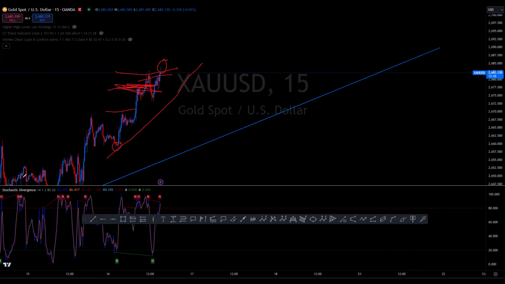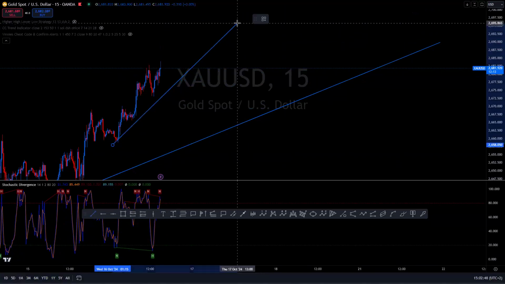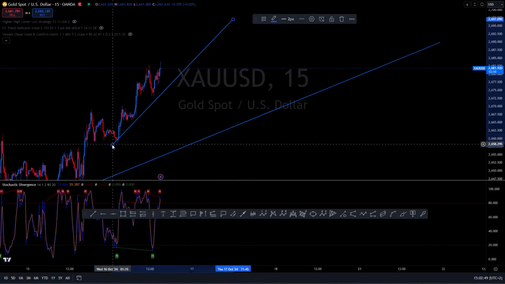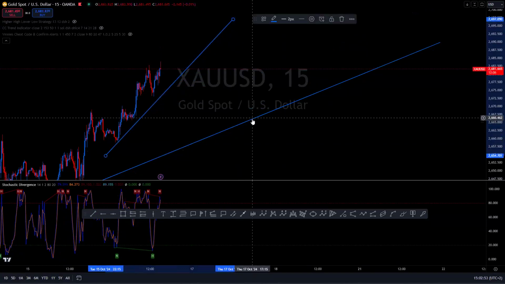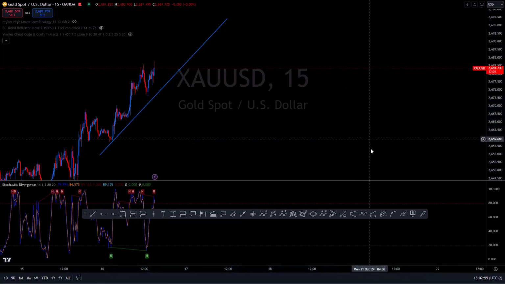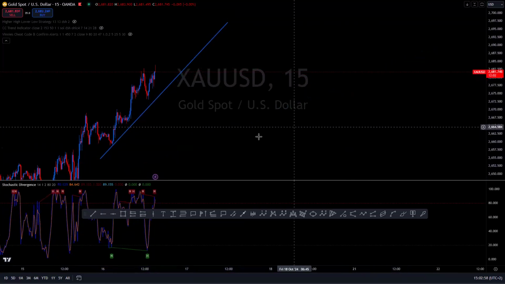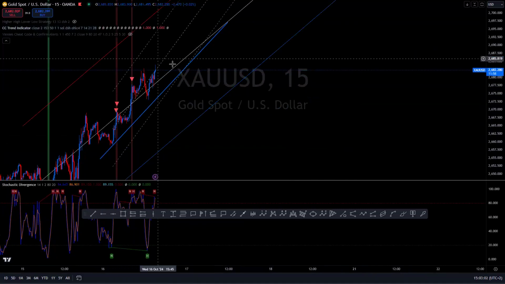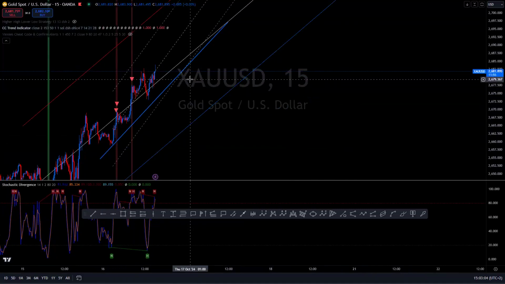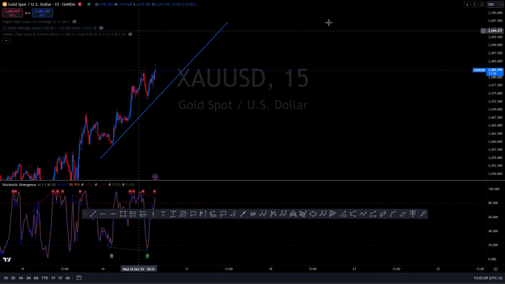Now we're just going to update our trend line from here to here. So we're going to erase this trend line. All right. Now the CC trend indicator confirms that all the gray lines are pointing upward. So we are still currently bullish.